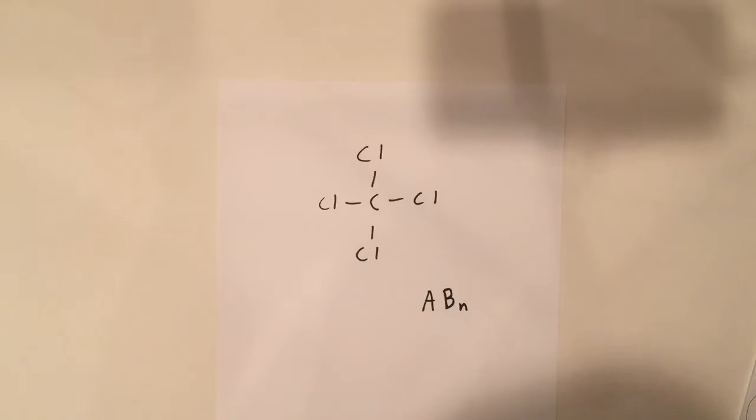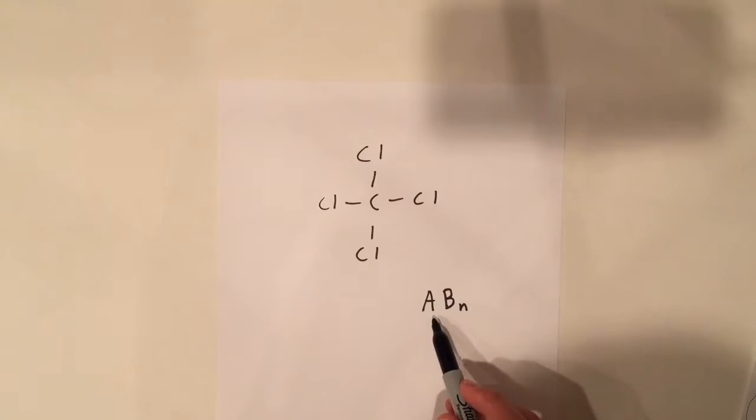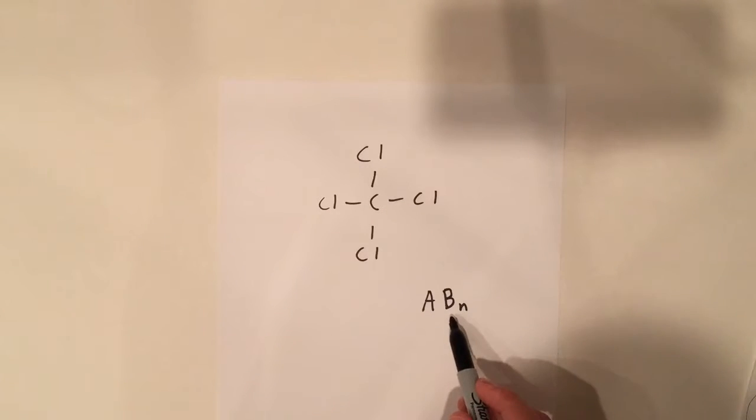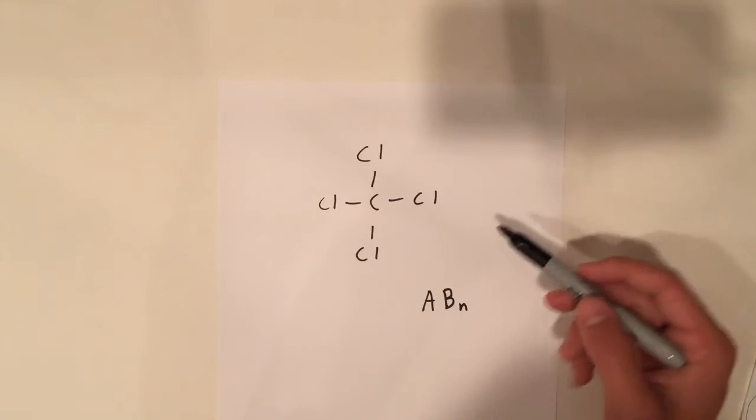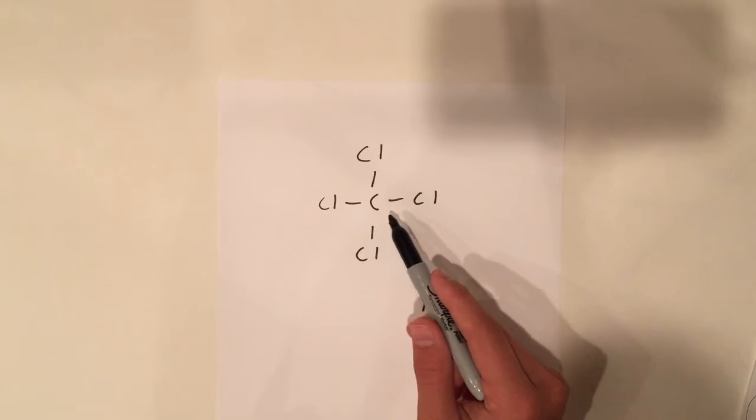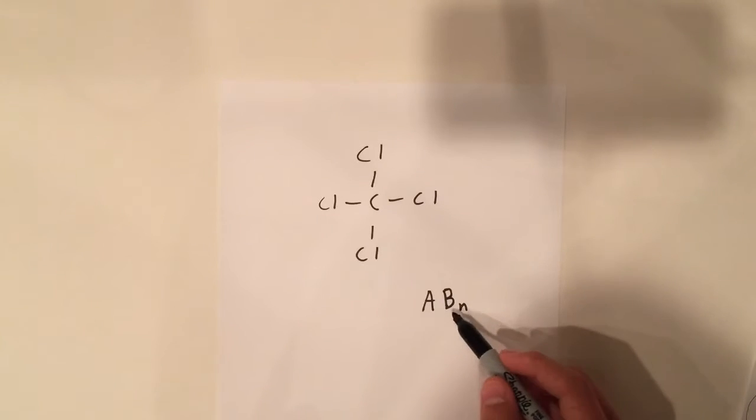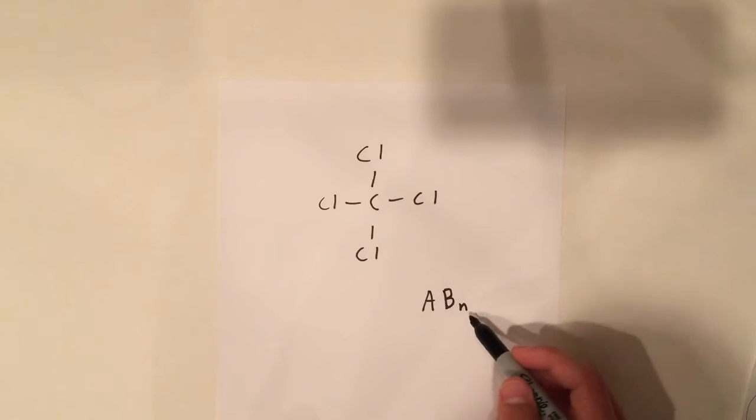When molecules with multiple atoms of the same element are bonded to one atom in the center, the common formula is AB_N, as seen right here, where A is the central atom, B are the atoms that are bonded to the central atom, and N is the number of B atoms bonded to the central atom. So, for example, CCl4 would be AB4.